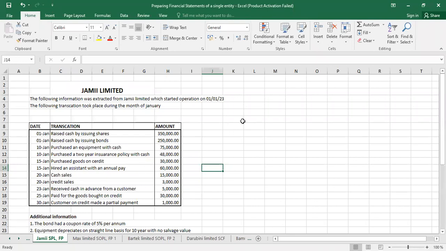So, Jamii Limited. I'll go to trial balance. Faster, trial balance. Isn't it? We have the debit, and then we have the credit, isn't it? So we just start, because this one is a simple concept.